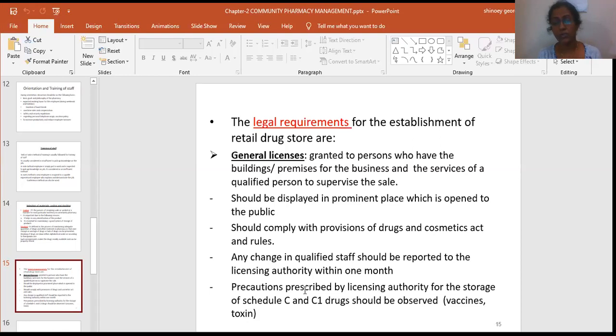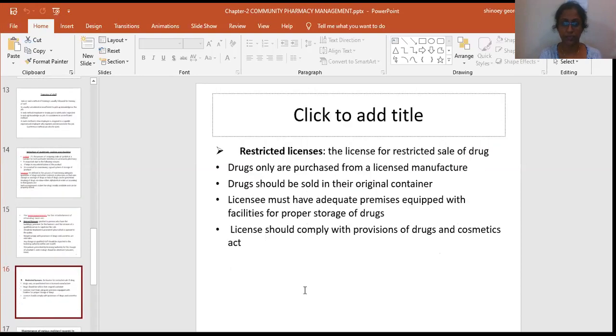And two other things which are very important: once you have selected all the staff for the community pharmacy, in case any change in the staff is there, or a new staff has been admitted, or an old staff has been removed from the job, such things have to be properly updated to the licensing authority within 1 month. And the last one is, if any kind of drugs belonging to Schedule C and C1 are stored in the community pharmacy, it has to be properly informed to the licensing authority. Schedule C and C1 mainly contain vaccines.